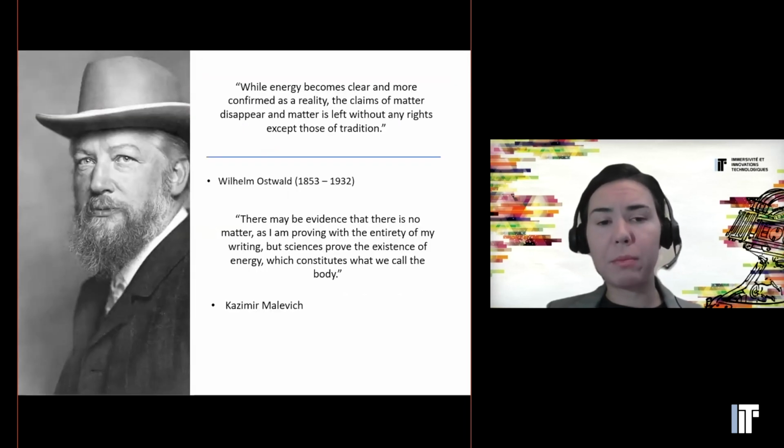Consider this statement by a Nobel Prize winning scientist and the founder of the discipline of physical chemistry, Wilhelm Ostwald, whose ideas inspired many early 20th century artists. Quote, "While energy becomes clear and more confirmed as a reality, the claims of matter disappear and matter is left without any rights except those of tradition." Unquote. In dialogue with Ostwald, Malevich writes, quote, "There may be evidence that there is no matter, as I am proving with the entirety of my writing. But science has proved the existence of energy, which constitutes what we call the body."